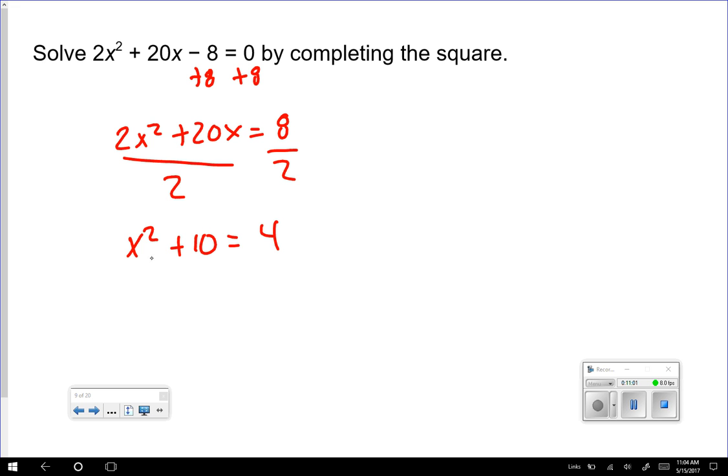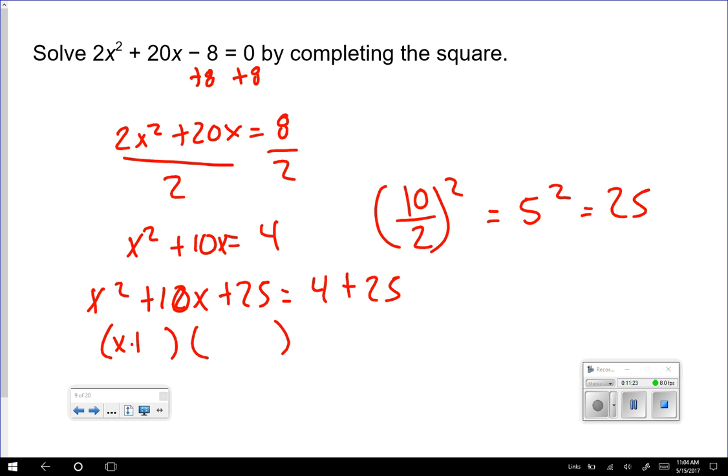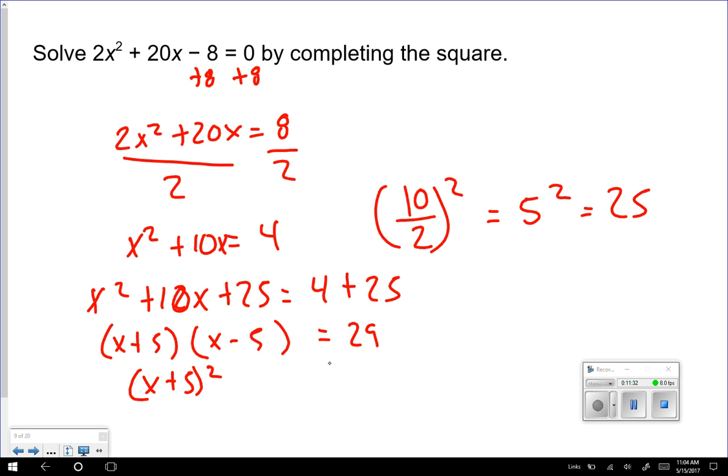Now I can complete the square. So I forgot my x here. 10 divided by 2 squared. So that would be 5 squared, which is going to be 25. So essentially what I'm going to do is add 25 to both sides. Okay, so if I factor this, that's plus 5x minus 5, which is x plus 5 squared, equals 29.